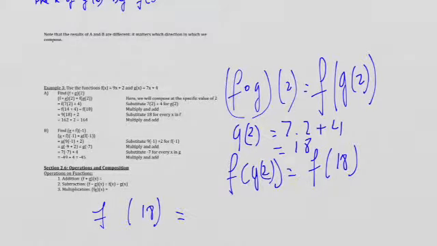And if I go back to the expression of f, f of 18 is going to be 9 times 18 plus 2. And 9 times 18 plus 2 is going to be 164.